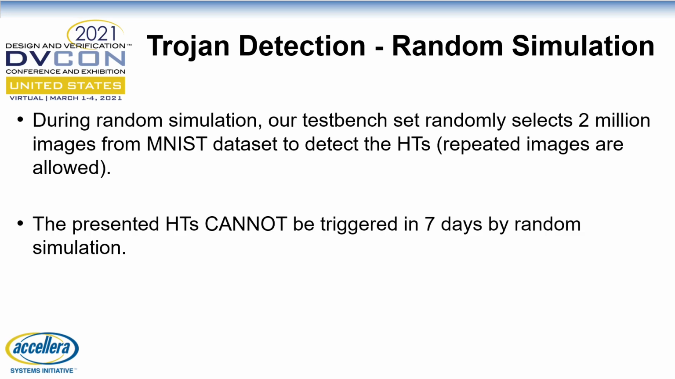Additionally, the 2 million images selected by the test bench can be repeated, because the MNIST dataset has only 70,000 images. And this selection strategy will not cause any problem to the simulation test, because we use the image class sequence as the real value triggering condition, not a specific image.